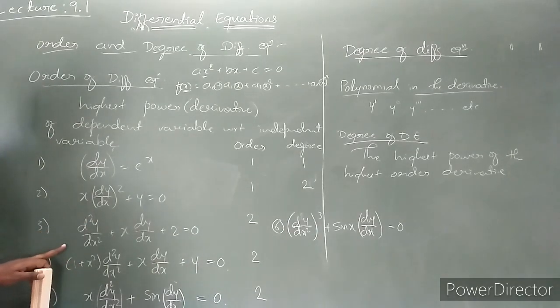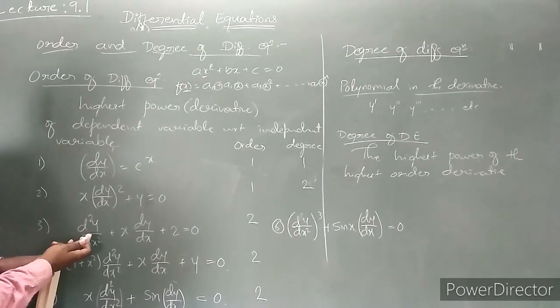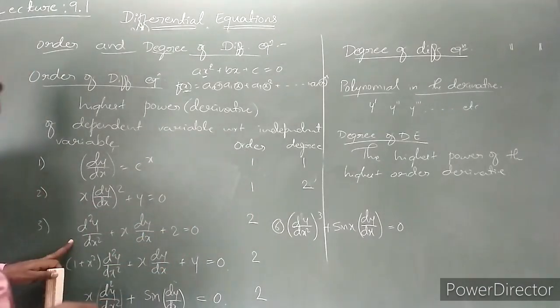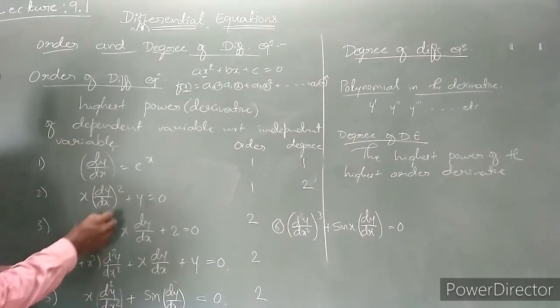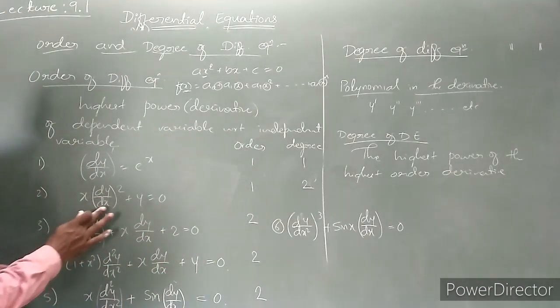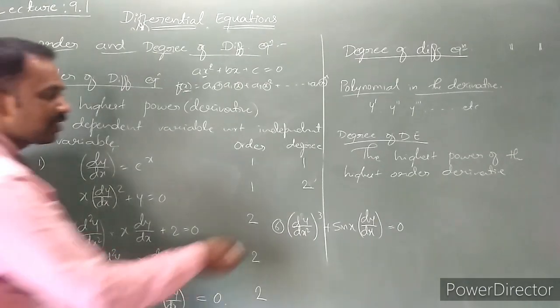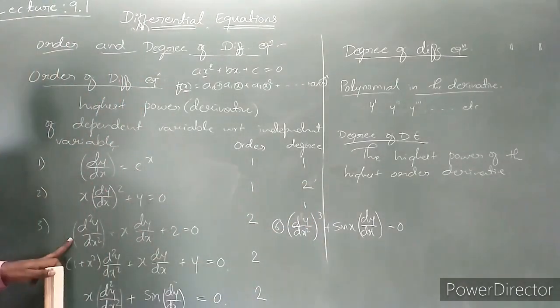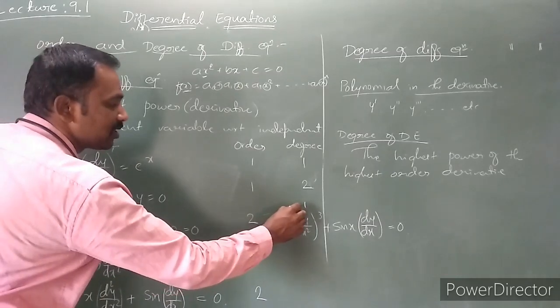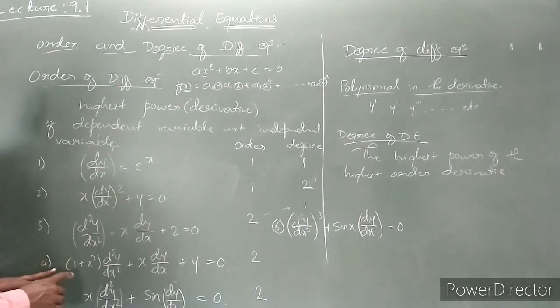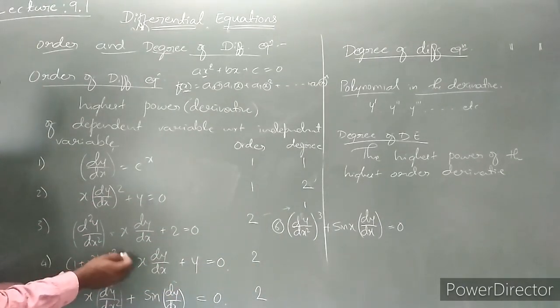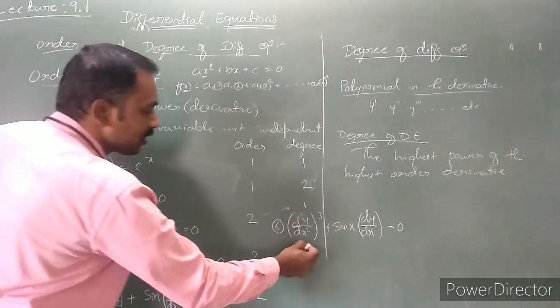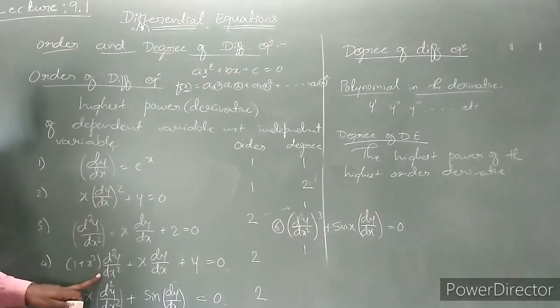Next, come to here. Third one. What is the order? Order is 2. Order of the differential equation. That whole power, how much? Nothing is there, so obviously it is 1. Therefore, the degree of the differential equation is 1. Next, come to here. What is the highest order? Highest order is 2. What is this power? Whole power 1. Therefore, degree of the differential equation is 1.